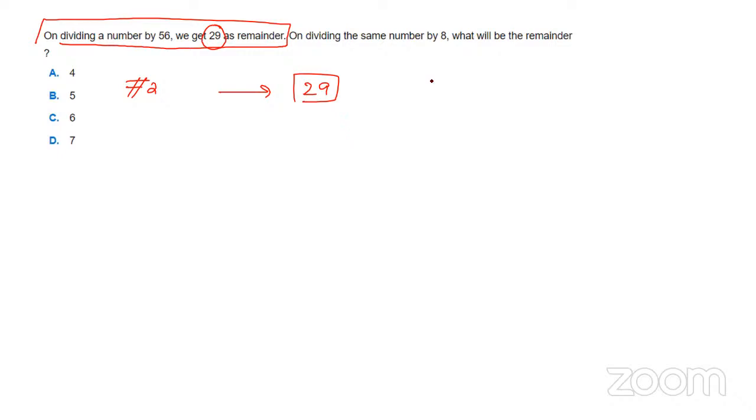Or you can think about a number like 56 plus 29, right? That is equal to 85. That's also another number. When you divide it by 56, you are getting 29 as a remainder. How do you reach 85? That is nothing but 56 plus 29.